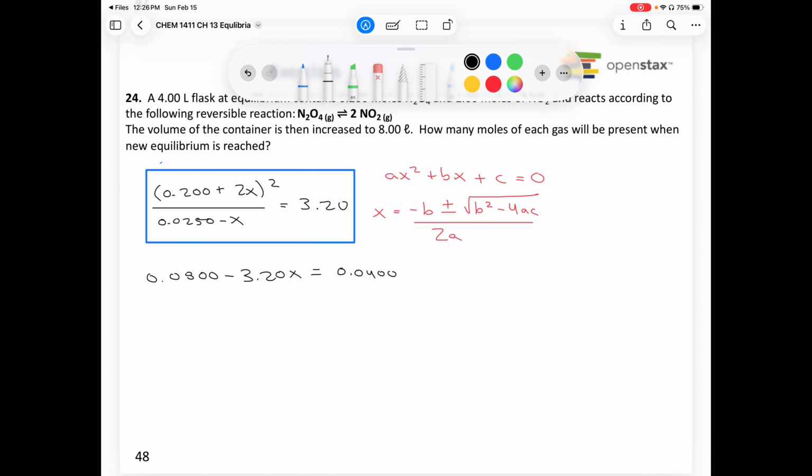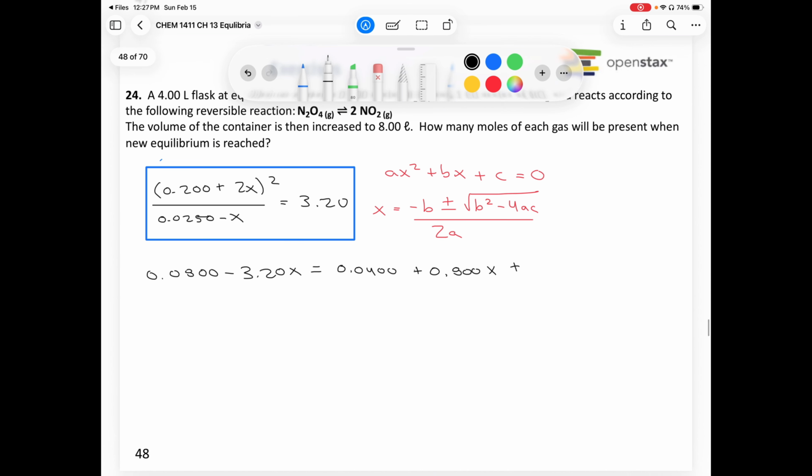Next, when I square my numerator, I end up with 0.0400, so that's 0.2 times 0.2. Then I take 0.2 times 2x, that gives me 0.4x, and that happens twice. So I'll put 0.0800x, and then 2x squared gives me 4x squared. And so then I just simplify this to 4x squared plus 4.00x minus 0.0400 is equal to 0.